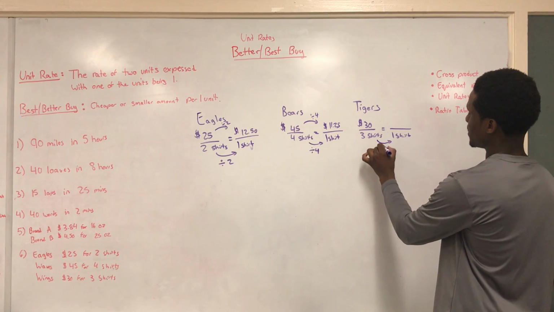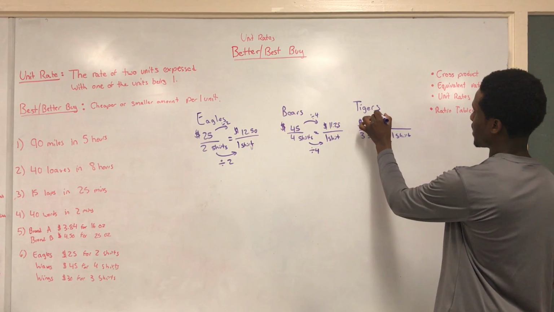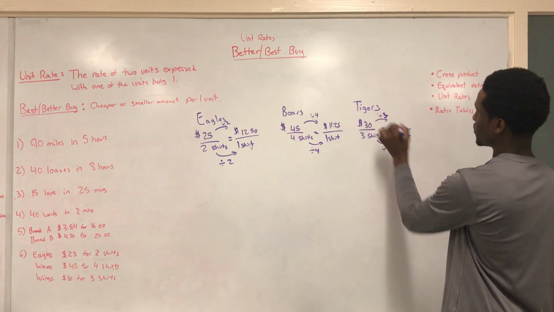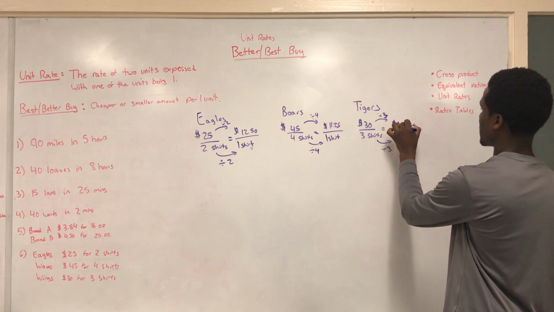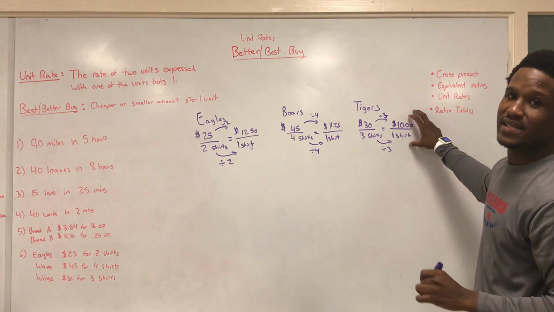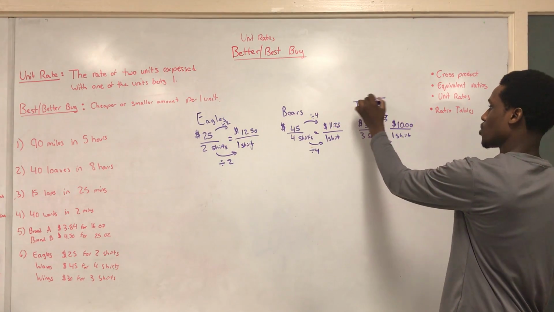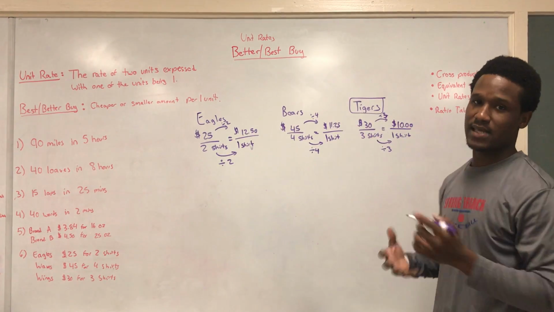Lastly, I have 3. I'm going to divide by 3 and divide by 3 in order to get my unit rate. So 30 divided by 3 is going to be $10. So over here, I'm paying $10 per shirt. So where am I going to shop? I'm going to shop at the Tigers store.